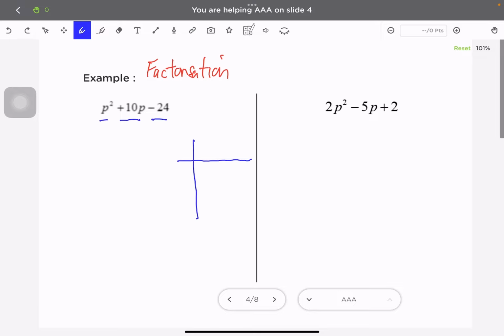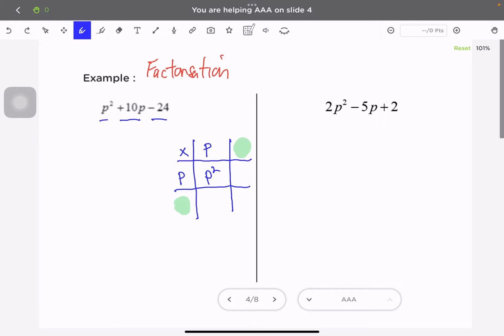Okay, multiplication frame. Some of you will draw the tic-tac-toe. Please put a multiply here so that we know that the factors are multiplying. Because it's p squared, it will be p and p here, because p multiplied by p gives you p squared. Now we have to decide these two numbers.